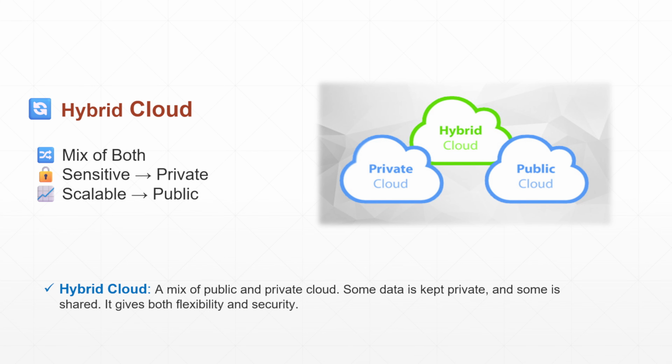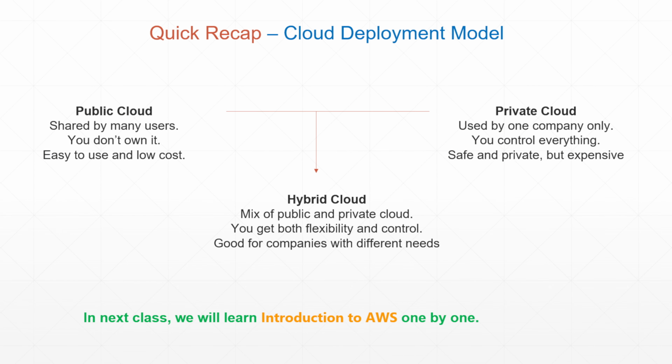Let's go over everything one last time. Public cloud is a shared one, like an apartment. Private cloud is owned, like your own house. Hybrid cloud is a mix of both public cloud and private cloud, like your house plus a shared gym. Each one has its own benefits. Public cloud is easy and cheap. Private cloud is secure and private. Hybrid cloud gives you both, right?